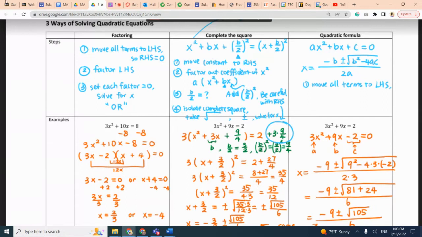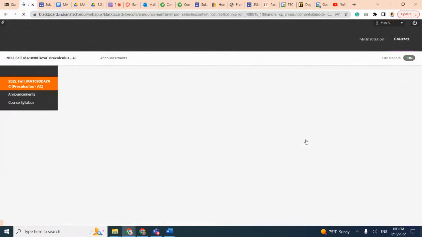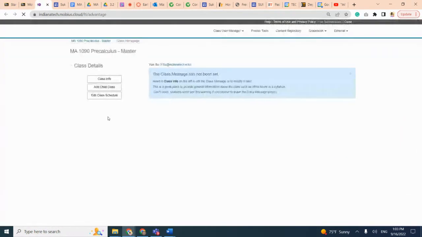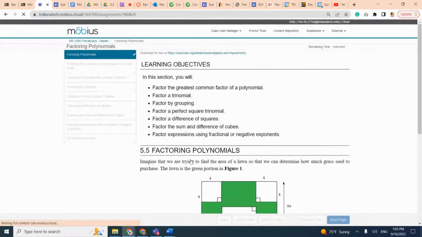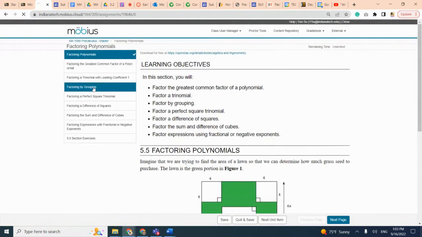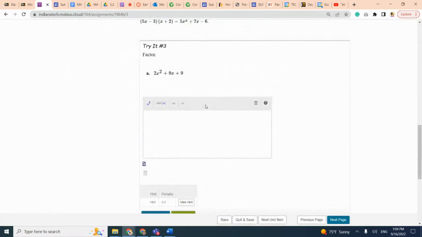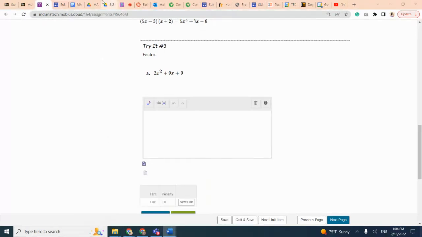By the way, if you need more factoring exercise, you can go to Blackboard and then click Mobius Lessons, Chapter 1. So I created a lesson, Factoring Polynomials. Here you can find more exercise. I think this is like factoring by grouping. Then here, you can practice. Okay, everybody? And then next one.